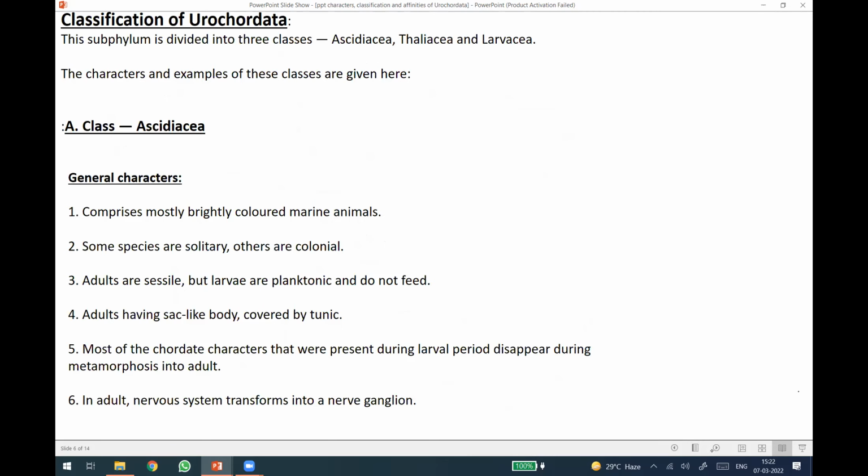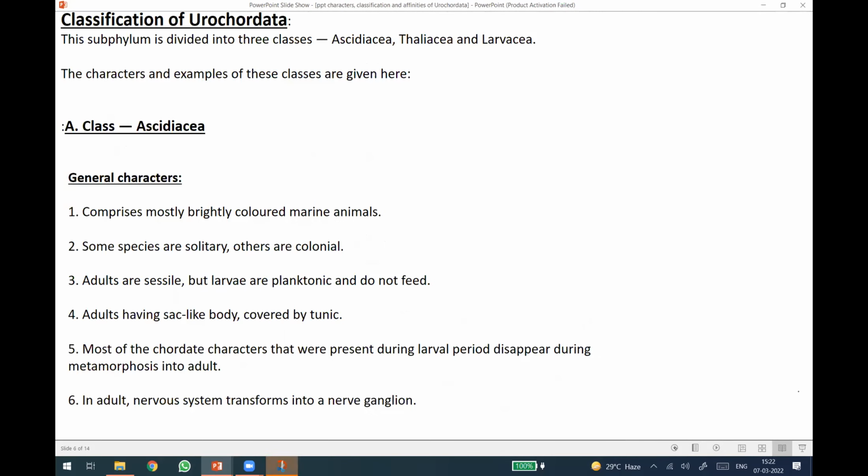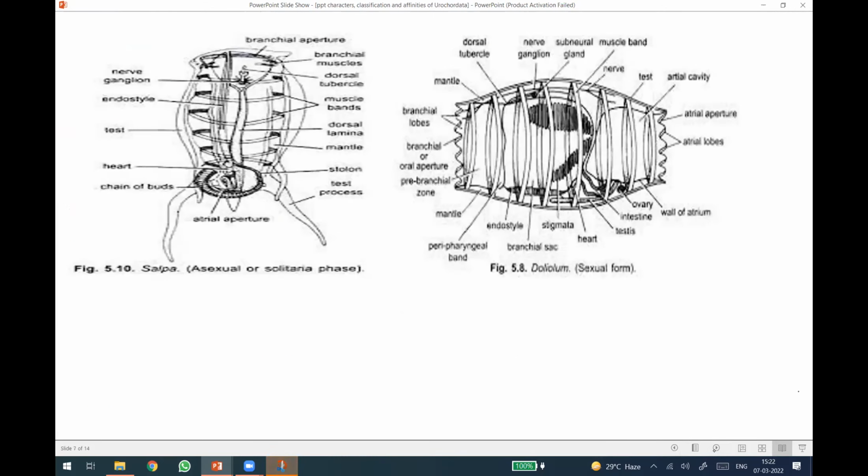Then comes the next class, after the class Ascidia, that is Thaliacea. The characters of class Thaliacea: they are free-living pelagic urochordates.